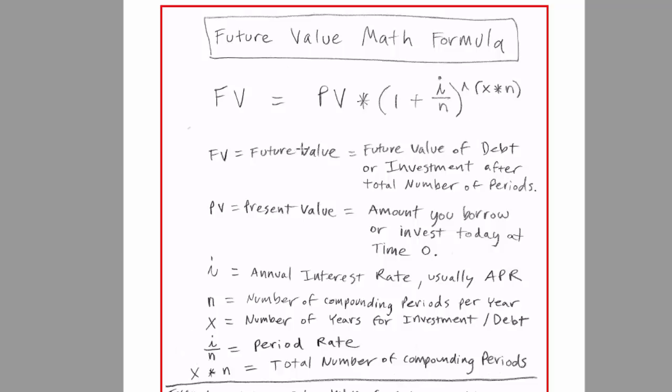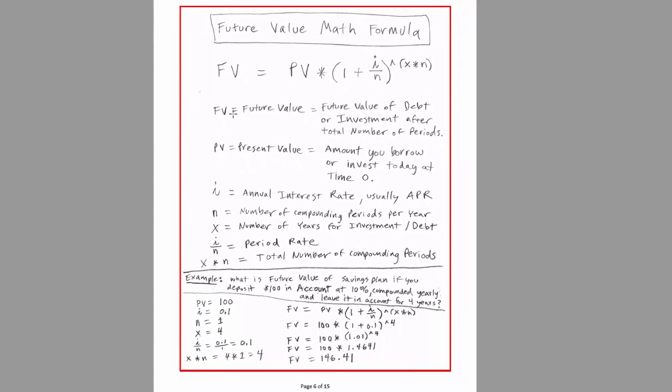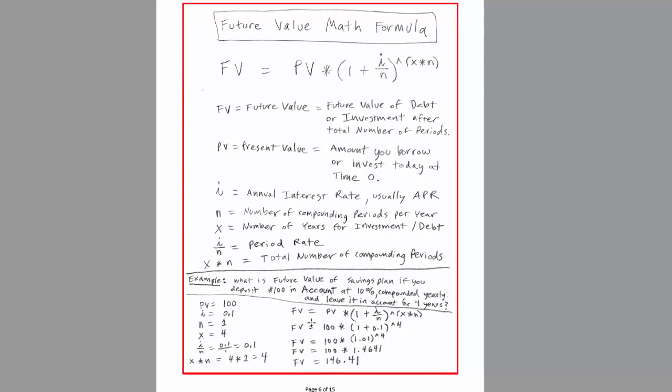Now, in Excel, when we do this, we're going to make it easy on ourselves. We're going to calculate period rate in a separate cell, and we'll calculate total number of compounding periods in a separate cell. But if you ever had to do the formula straight through in a single cell, that's how you do it. Here's all of the variables, and there's a simple example. In fact, our example we'll do over in Excel, there's how to do it on paper.